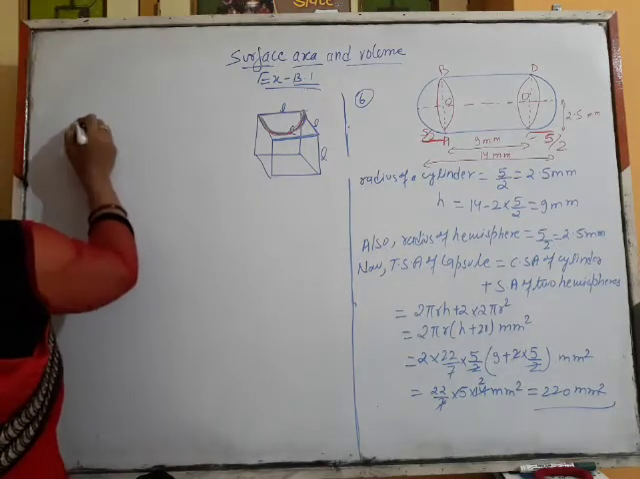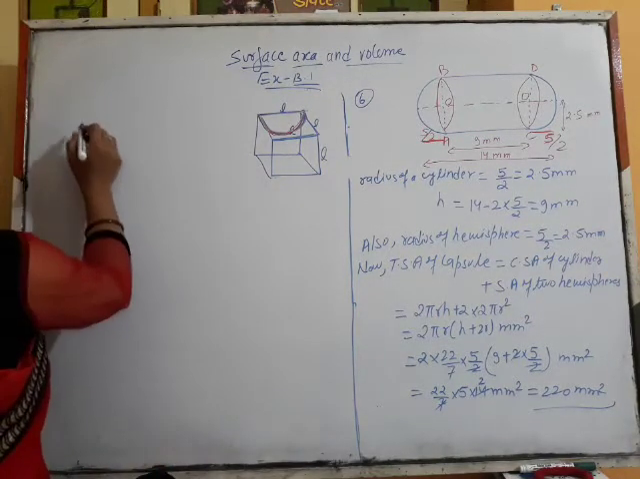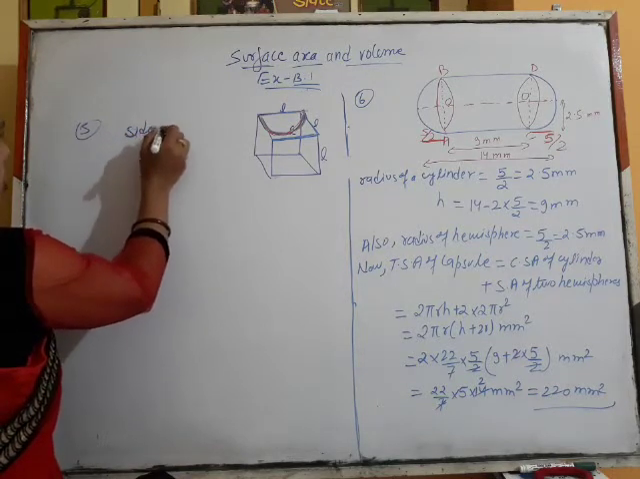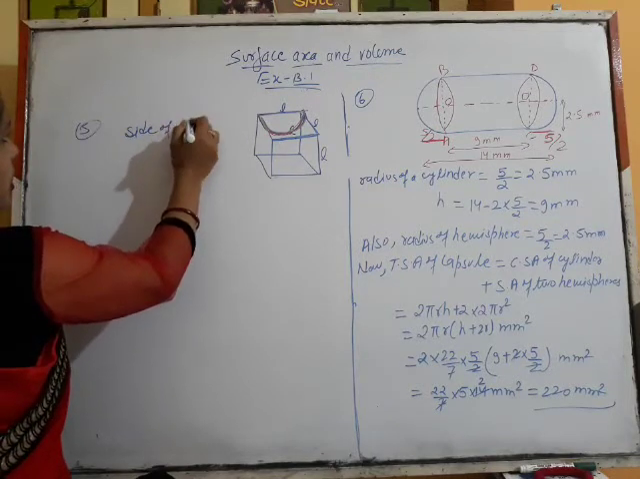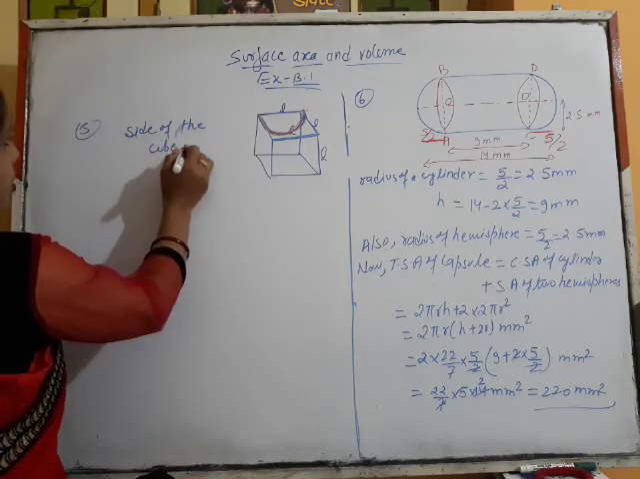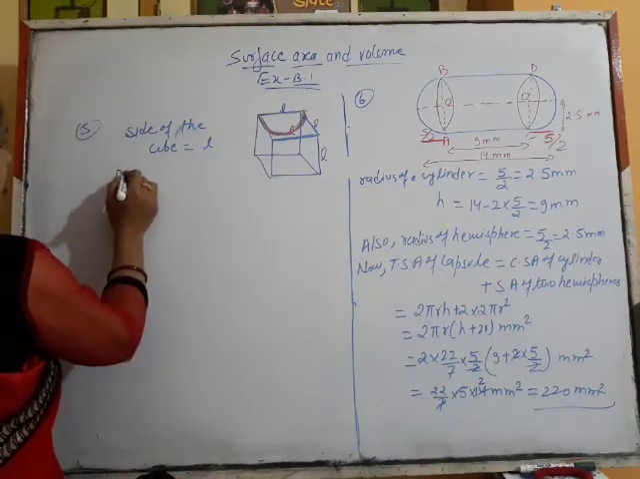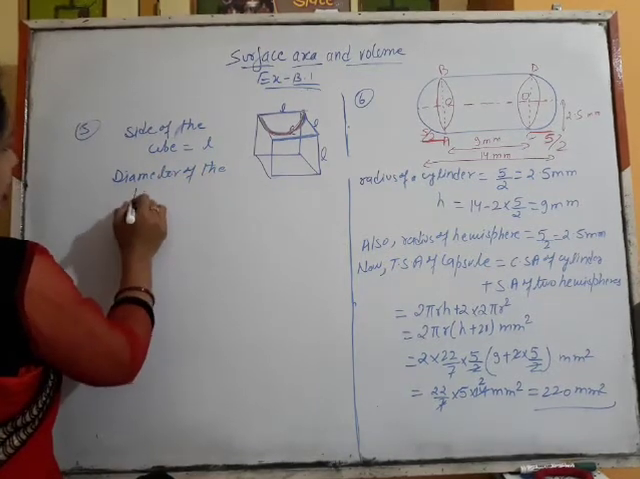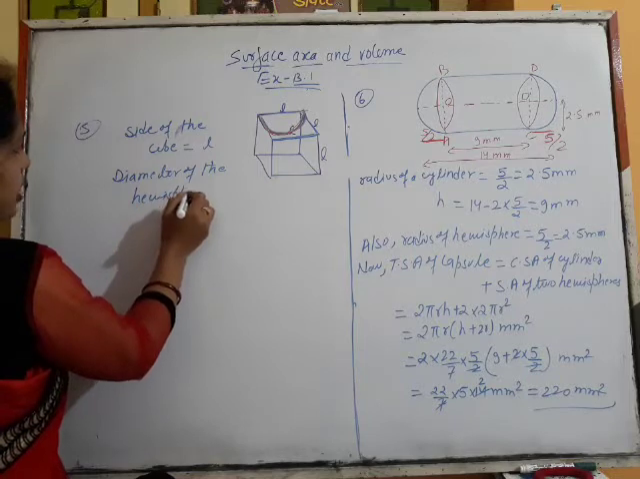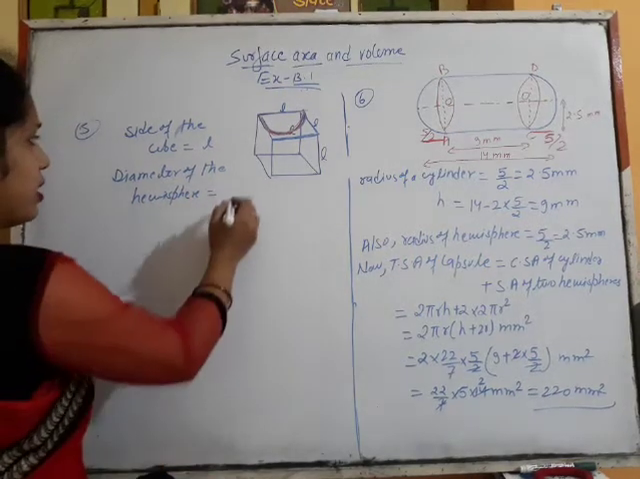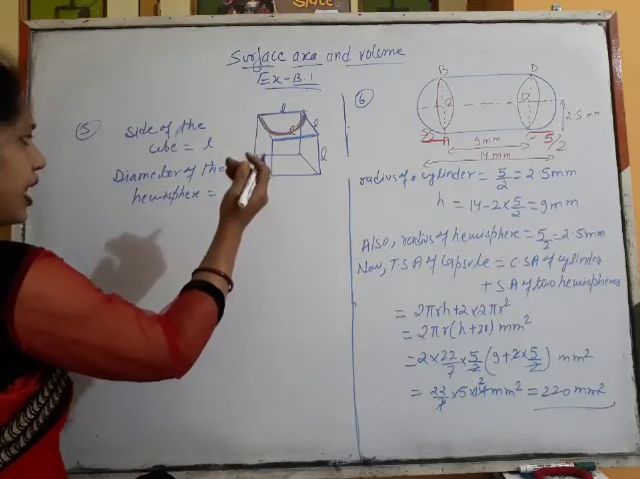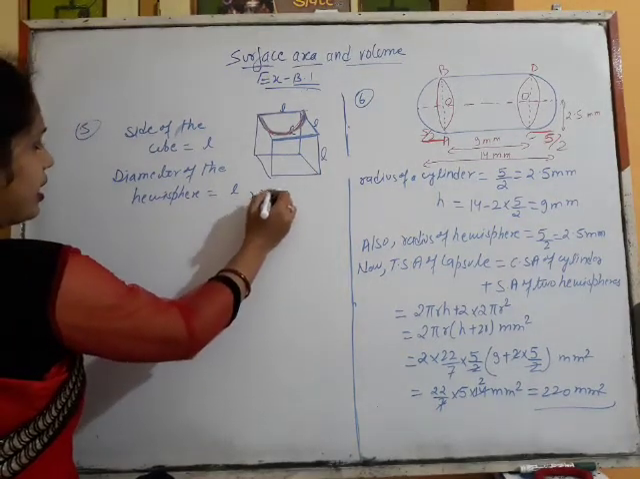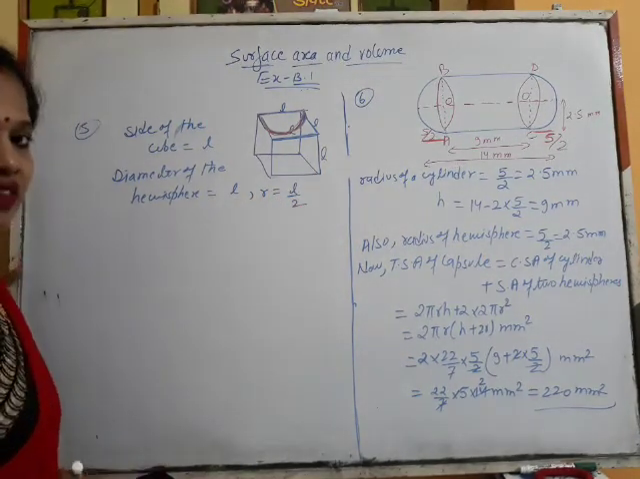Okay, now let us write what we need. Question number 5. So the side of the cube is what? L. The diameter of the hemisphere which is taken out is what? L. It is given L centimeter or L unit also we can write, L unit or simply L. So in this way the radius will be L by 2. Radius will be L by 2.